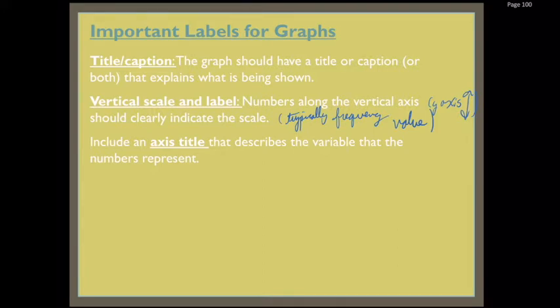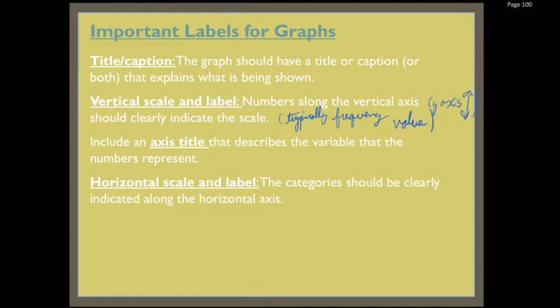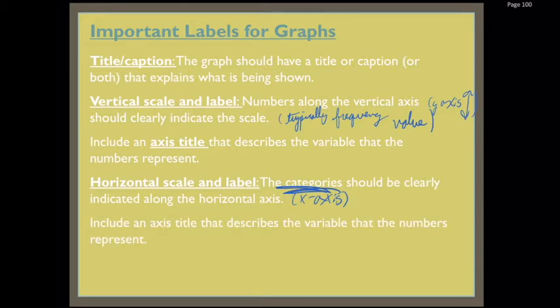We have to do the same thing for our horizontal scale. That's our x-axis, right? This is typically where we would have the categories show up or the ages, but our y-axis should be the frequencies. And you need to give this a title as well because it's important.